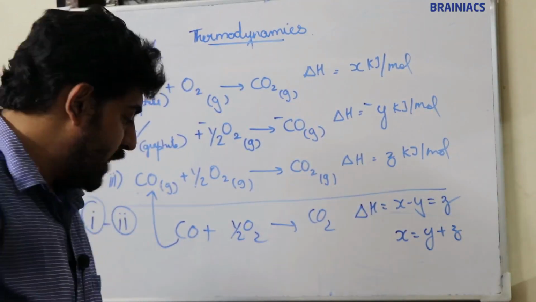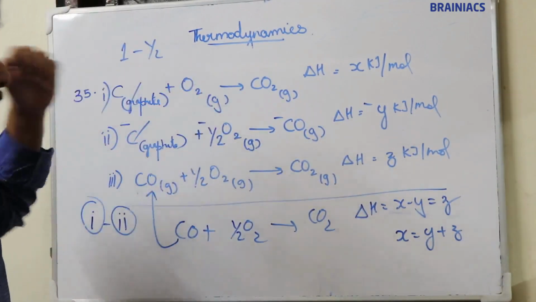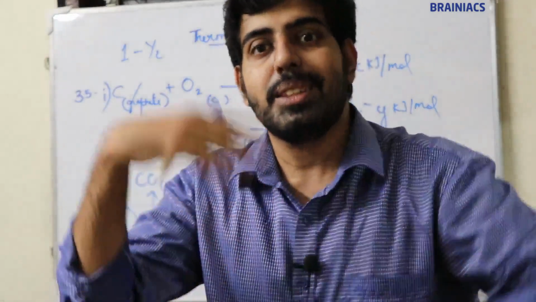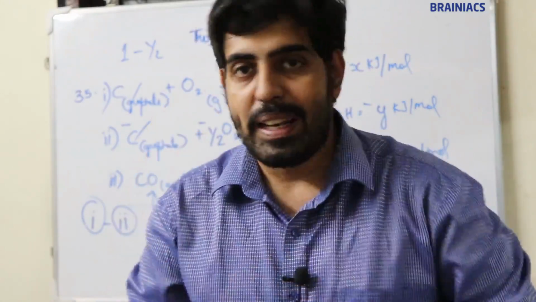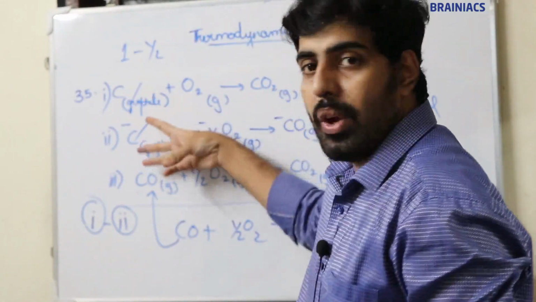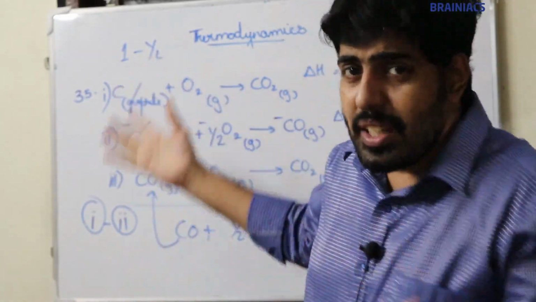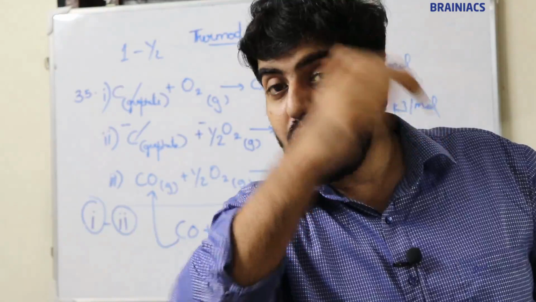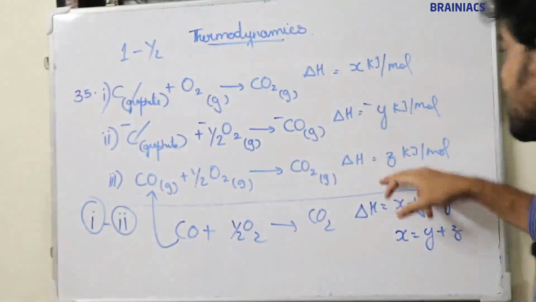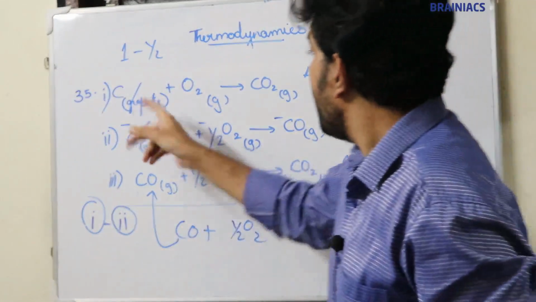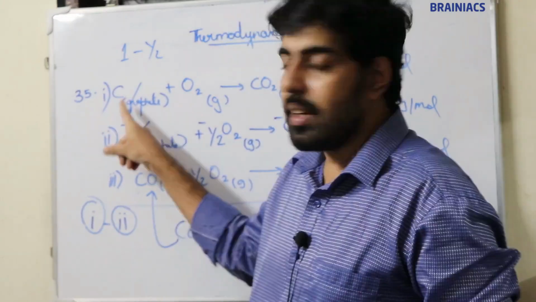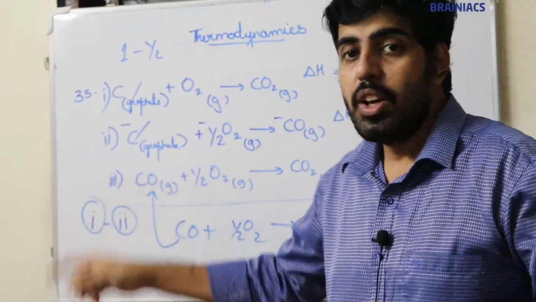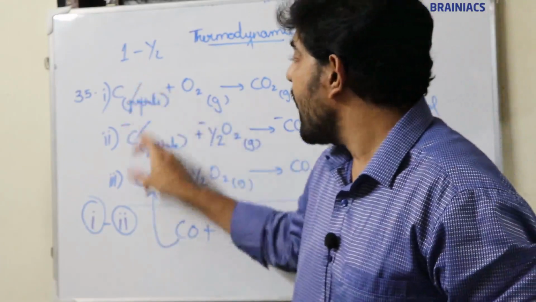I think it's clear. I'll explain once more. Here three equations are given. By using any two equations, if you can make the third equation, then you will get a relationship. They are given three equations. By using any two of them, if you can make the third equation, then you can find the relationship. Here, in the first equation C graphite is there, in the second equation C graphite is there, and in the third equation there is no C graphite. So try to cancel these two.